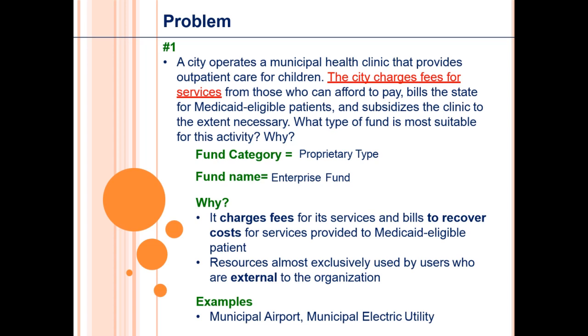And since this is a clinic that's providing outpatient care for children, it's not just for the city employees, it's for everyone. So we would use an enterprise fund. You'll note the two bullet points on why, and then of course see some additional examples of transactions that would be used in a proprietary type, specifically an enterprise fund. Now the next slide, again, try to figure out the fund category and then the specific fund name.